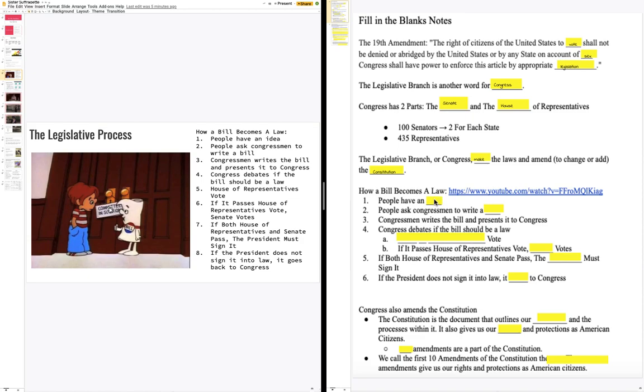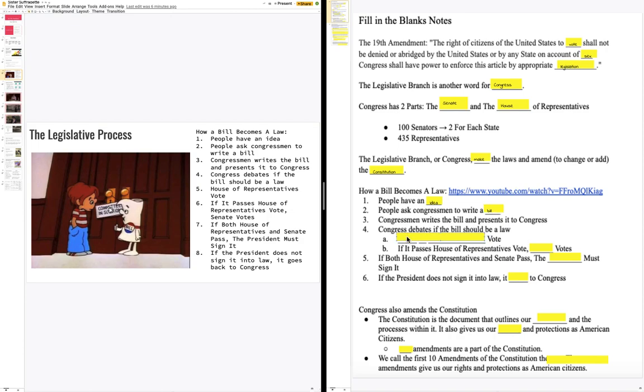Alright, so hopefully you were able to watch that. This is just a basic overview. So how does a bill become a law? People have an idea. They say, hey, this should be a law. Maybe we should consider making this a rule as a society. So people will ask their congressman and he'll write a bill.